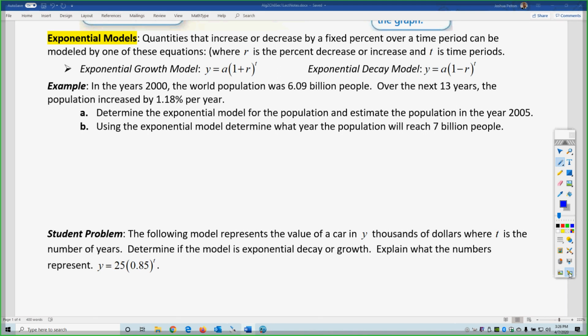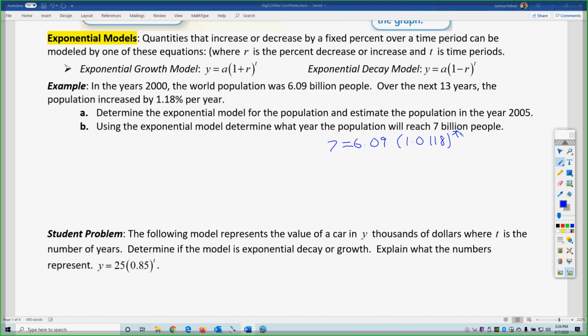So part B is when are we going to reach 7 billion people? So 7 equals 6.09 times 1.0118^t. At this point, we don't have any method to solve for an exponent that's a variable, so we're going to estimate here. Later in the chapter, we'll learn how to solve in section 6 for that variable.